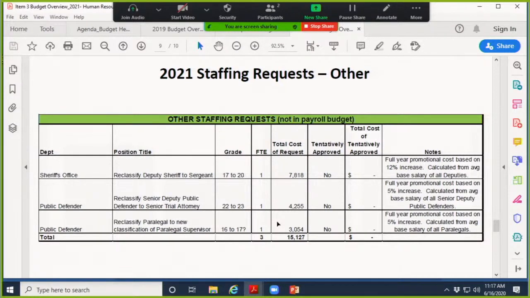I think these positions have been reviewed through the job descriptions, and their promotion, if you will, is warranted, and we go ahead and do it. And frankly, you want to keep the good people that you can move up, so you don't have to go out and look for new ones, so I'm not too worried about that.